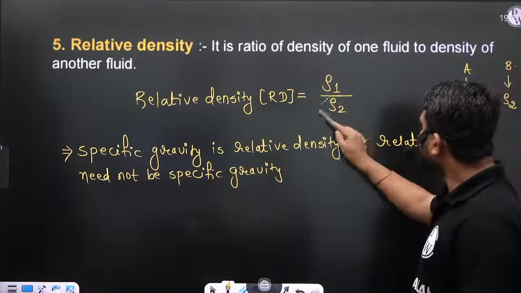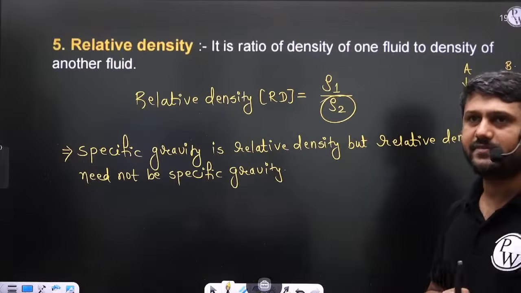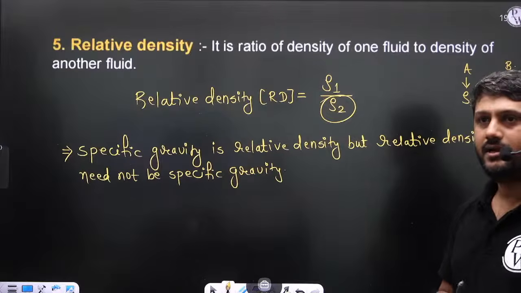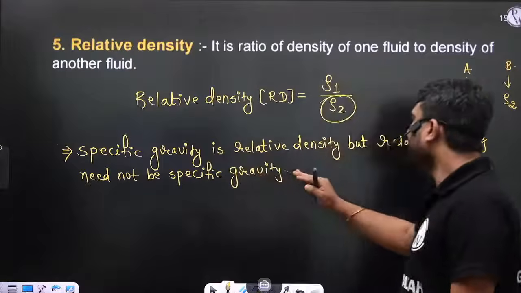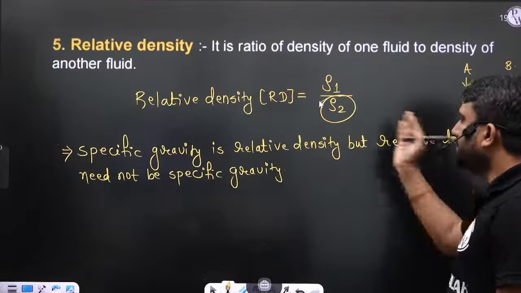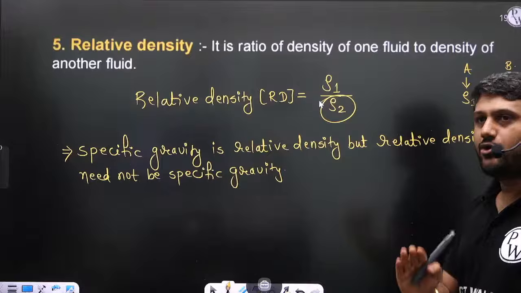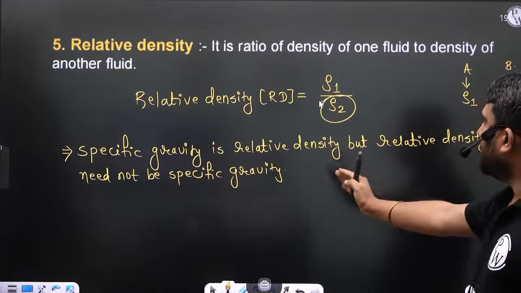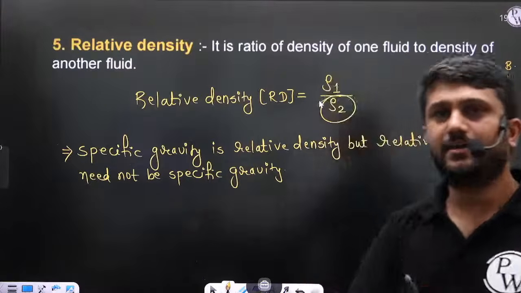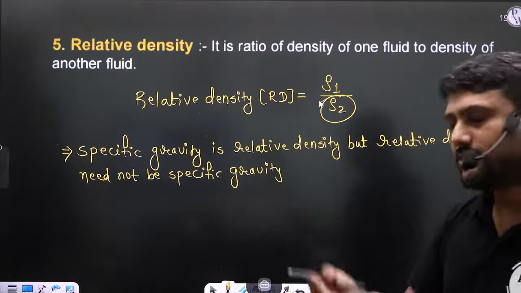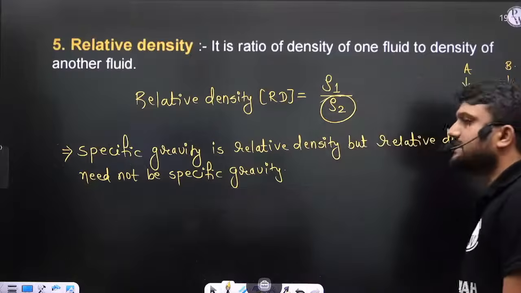If this reference fluid is a standard fluid, then relative density is a specific gravity. Is it clear to everyone? Specific gravity is the relative density, but relative density need not be specific gravity. I hope you can understand this line. If this rho 2 is the density of the standard fluid, then relative density becomes specific gravity. So yes, we can say specific gravity is a relative density, but relative density need not be a specific gravity. It may be.